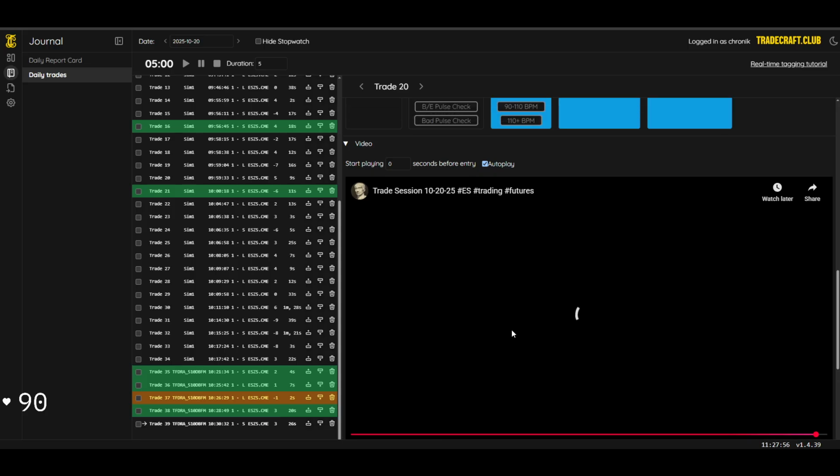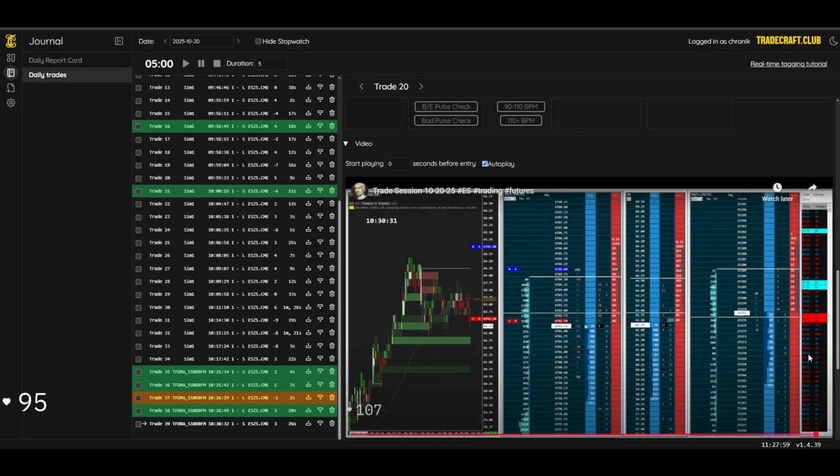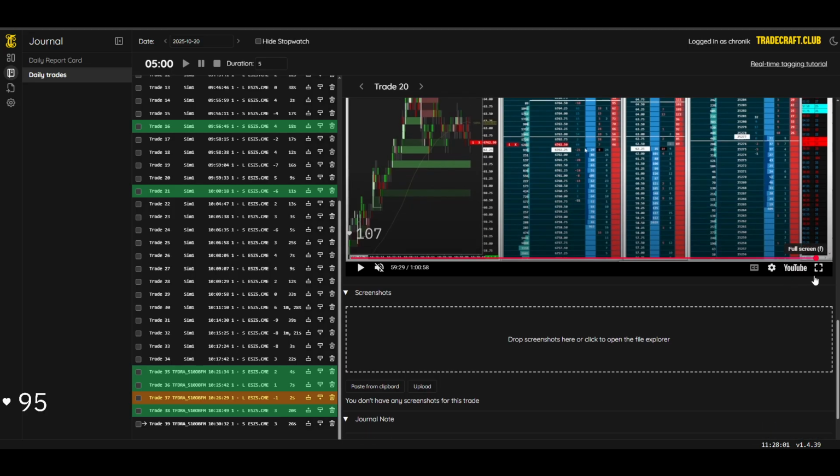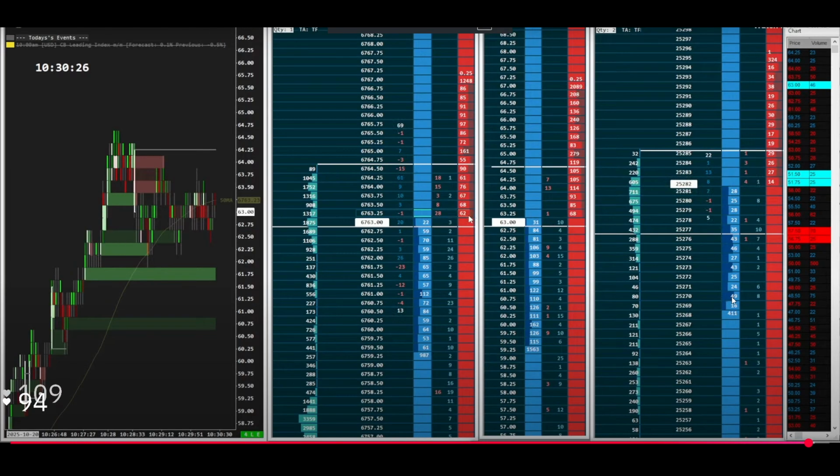Trade number 5 is a 3-tick profit to the short side, so it's just a couple minutes after this one. I'm going to rewind and we will listen to the narration.